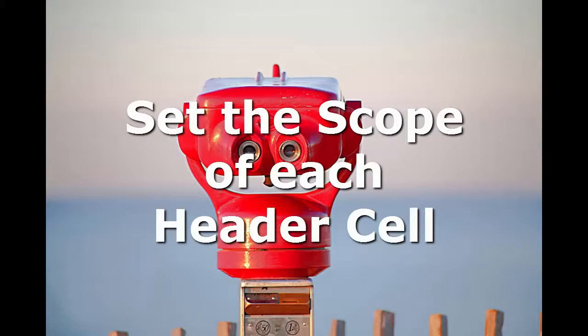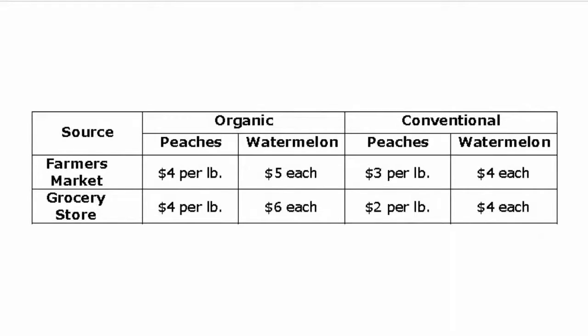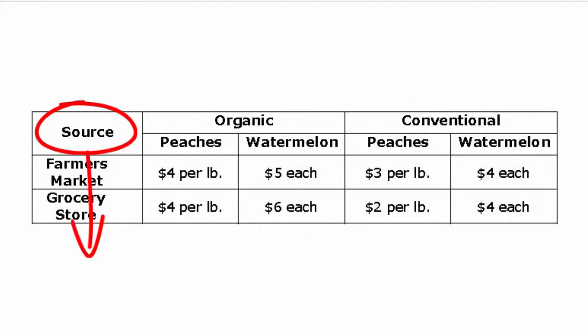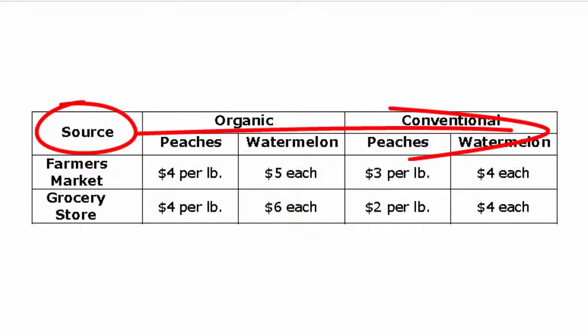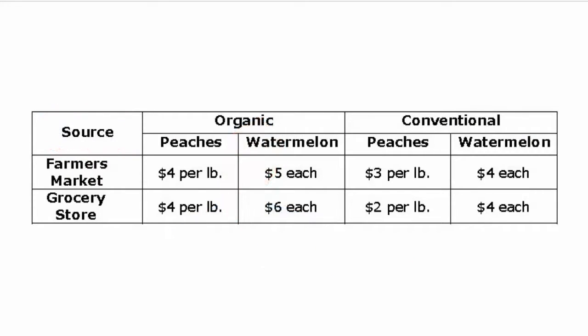Set the scope of each header cell. As we said before, we must set the scope of each header cell in a table because software cannot determine the scope on its own. In our table, we have 3 header cells that would be ambiguous to software. Source could label the column below it, the row to its right, or both. In fact, this isn't obvious visually either. Without reading the contents of those cells, we couldn't be sure what this header cell labels. Organic spans 2 columns, and Conventional spans 2 columns.